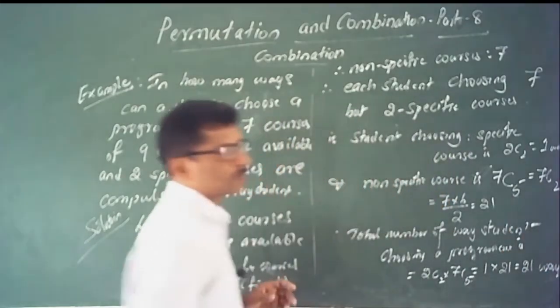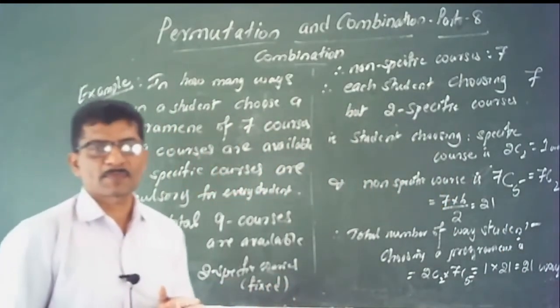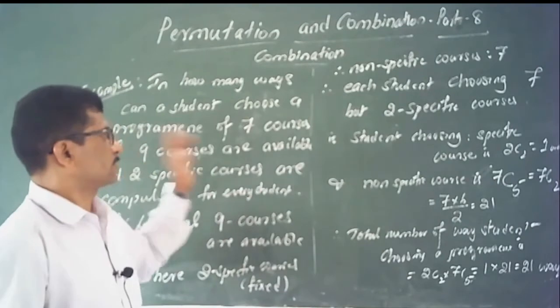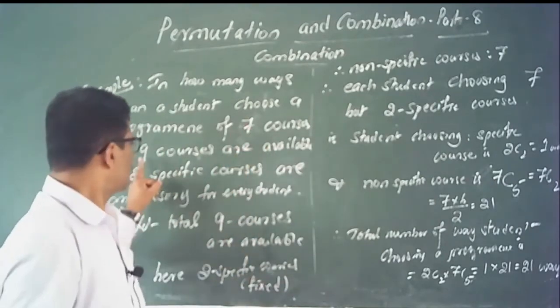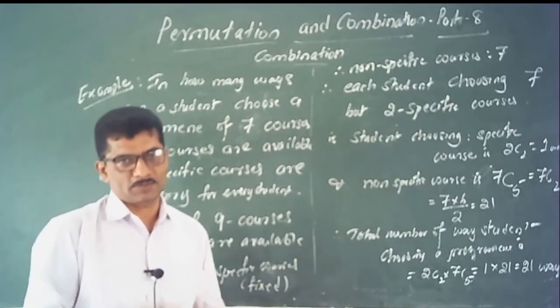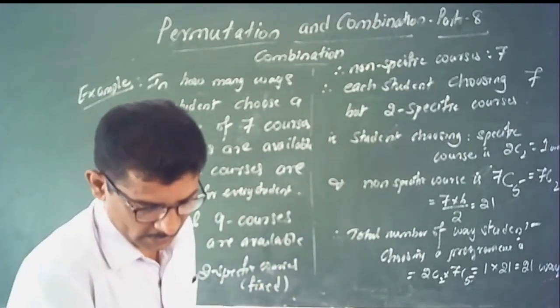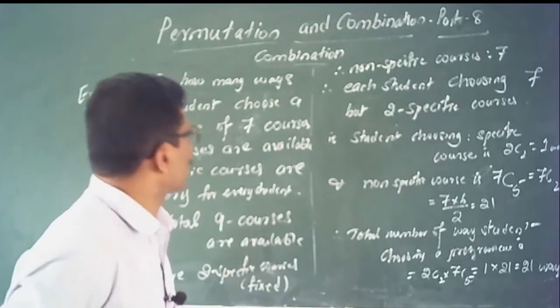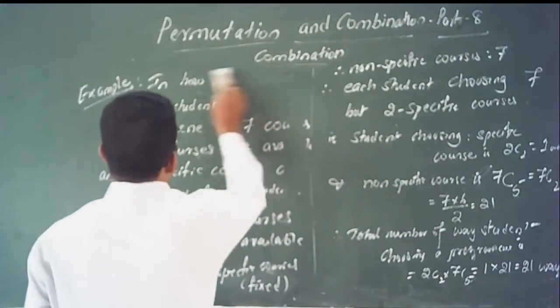This one is the students choosing the programs, 7 courses out of 9 courses, where 2 is the specific course. Is it clear? This one is a very simple problem. The next example.